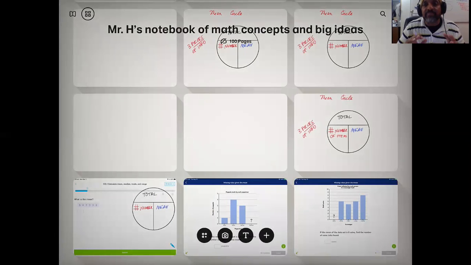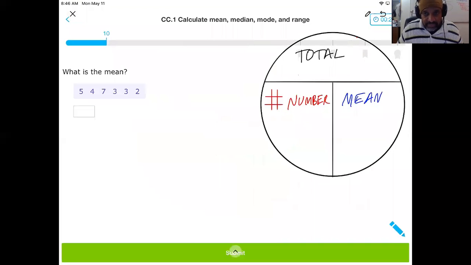Okay, we're going to start by actually just calculating the mean, just a refresher. So the very first problem we have here, it says, what is the mean? All right, so we're given the total and the number, and once we have those two things, we're going to divide the total by the number and it should give us the mean. So what we're going to do is add these guys up.